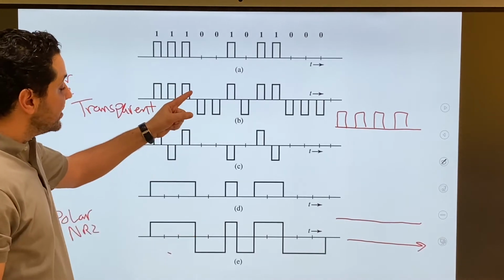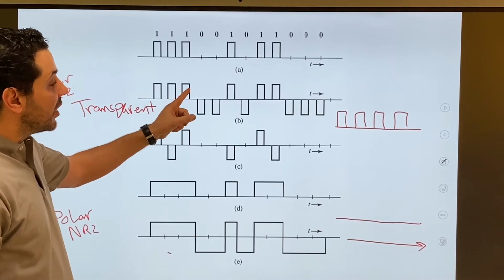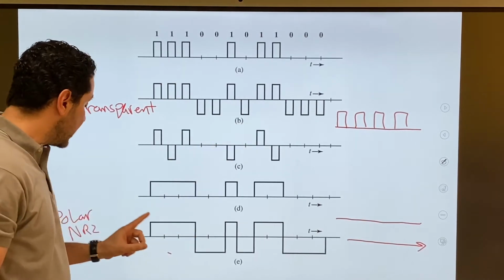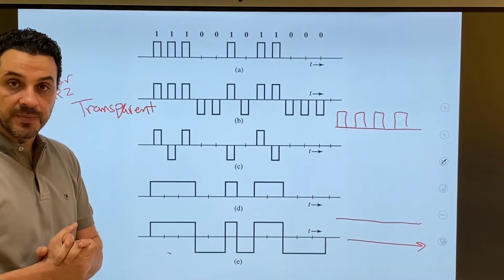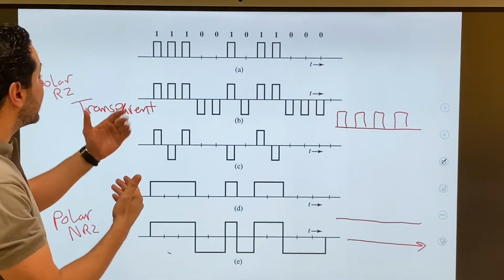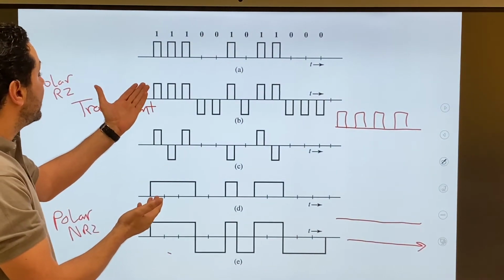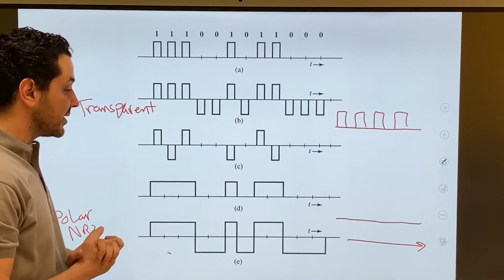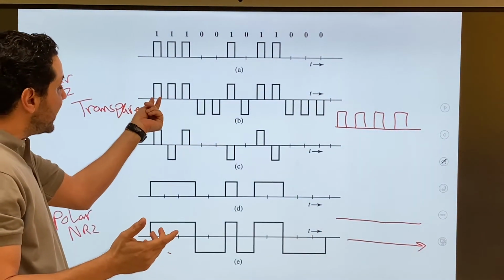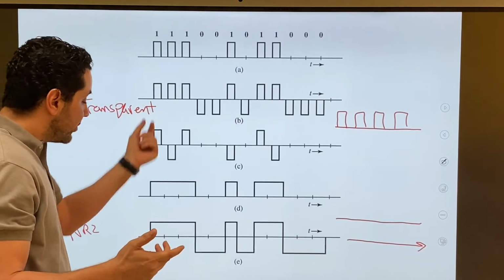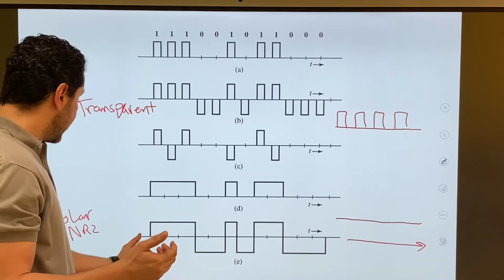That's why, in the polar return to zero, you can extract timing information. In the polar non-return to zero, you cannot extract the timing information. That's why sometimes we prefer the polar return to zero over the polar non-return to zero. However, you have to keep in mind that in the polar return to zero, the pulse width is small. It's smaller than the pulse width in the non-return to zero.